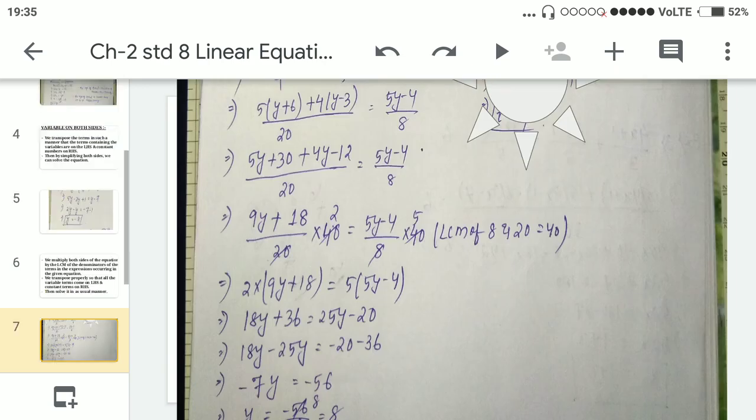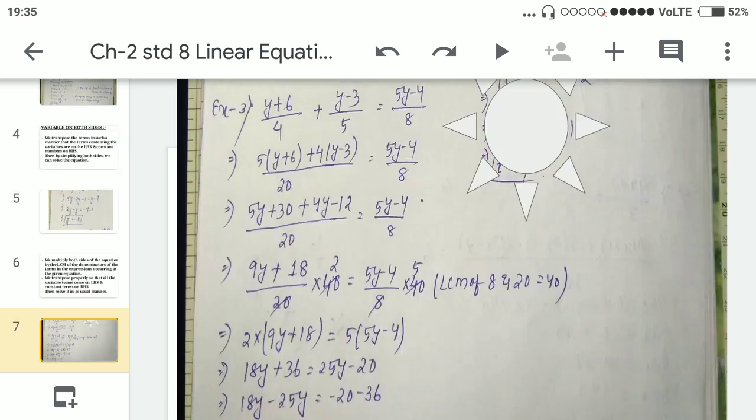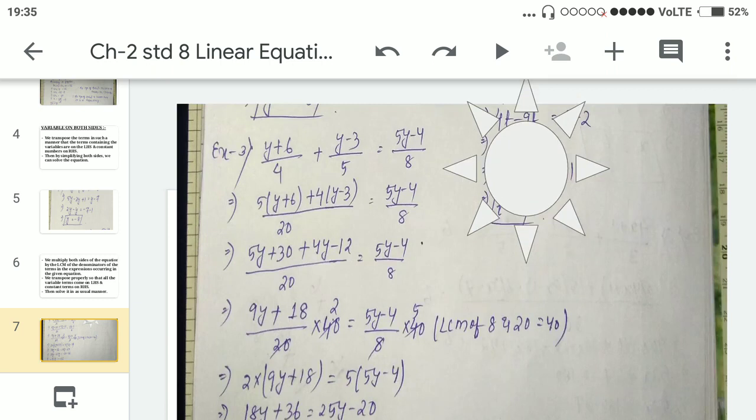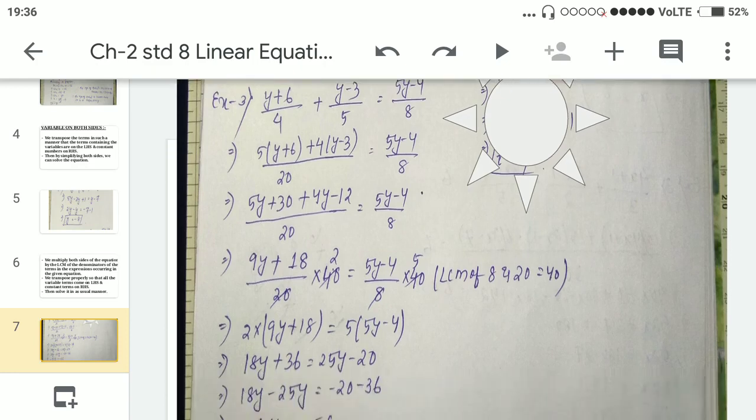So let's go with an example here. It is mentioned: (y plus 6) by 4 plus (y minus 3) by 5 equal to (5y minus 4) divided by 8. So in all the cases the variable is there on both sides and also it is a fractional part. So just take the LCM of 4 and 5, it is 20, and as usual LCM divided by the denominator multiplied with the numerator. So 20 divided by 4, you will get 5, so 5 into (y plus 6), and 20 by 5, that is 4, so 4 into (y minus 3), you are getting (5y plus 30 plus 4y minus 12) by 20 equal to (5y minus 4) divided by 8. Now 20 and 8 are present on both sides.